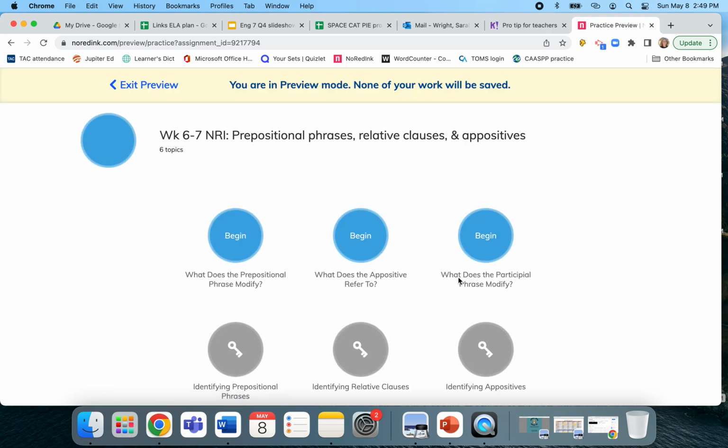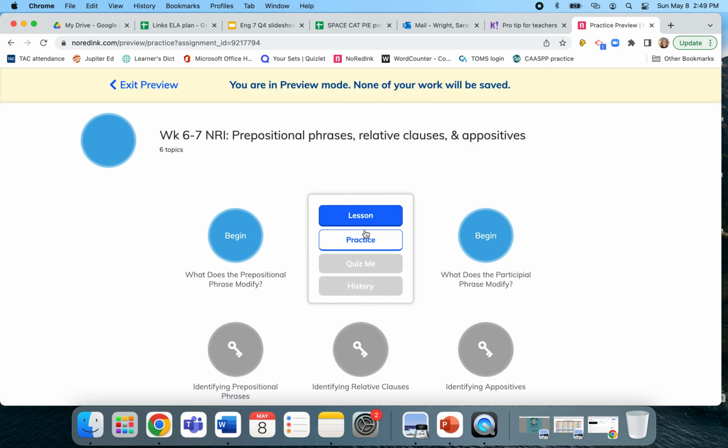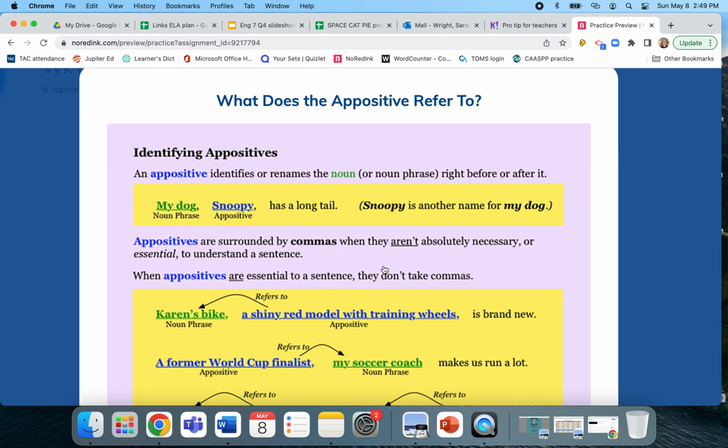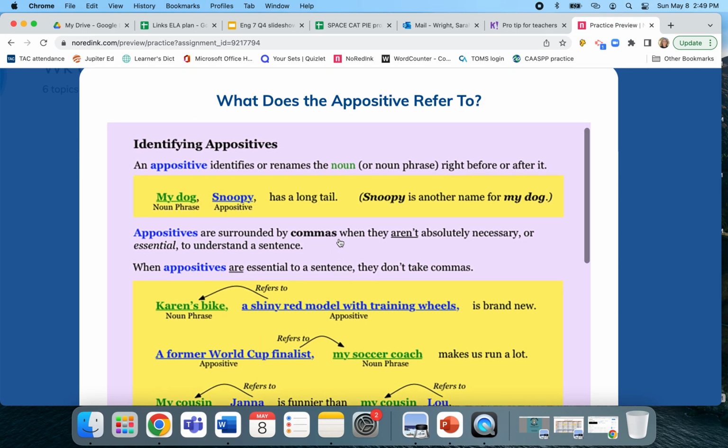And let's take a look at appositives. So an appositive sounds all, I don't know, scary and academic, but it's pretty normal. An appositive is something that's an identifier or a renaming or a phrase right after it, and you have to put commas around it. So learning just this little bit of grammar will help with your writing.